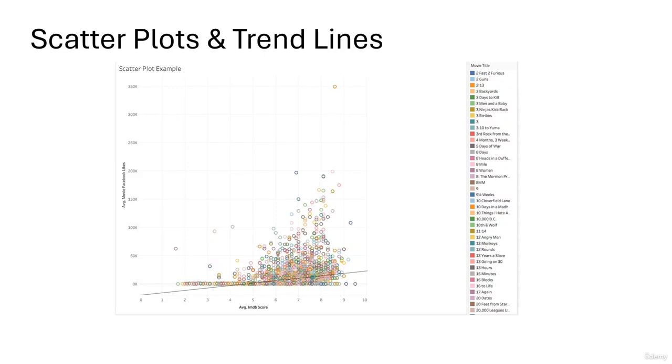Scatter plots are excellent for analyzing relationships between two measures. To create one, drag a measure to the column shelf and another to the row shelf. Tableau will automatically generate the scatter plot. Adding a trend line helps visualize patterns or correlations in the data. Right-click on the scatter plot and select trend lines to include them. This combination is useful for understanding the strength and direction of relationships, such as sales versus profit or budget versus revenue. Scatter plots and trend lines are powerful tools for statistical and predictive analysis.